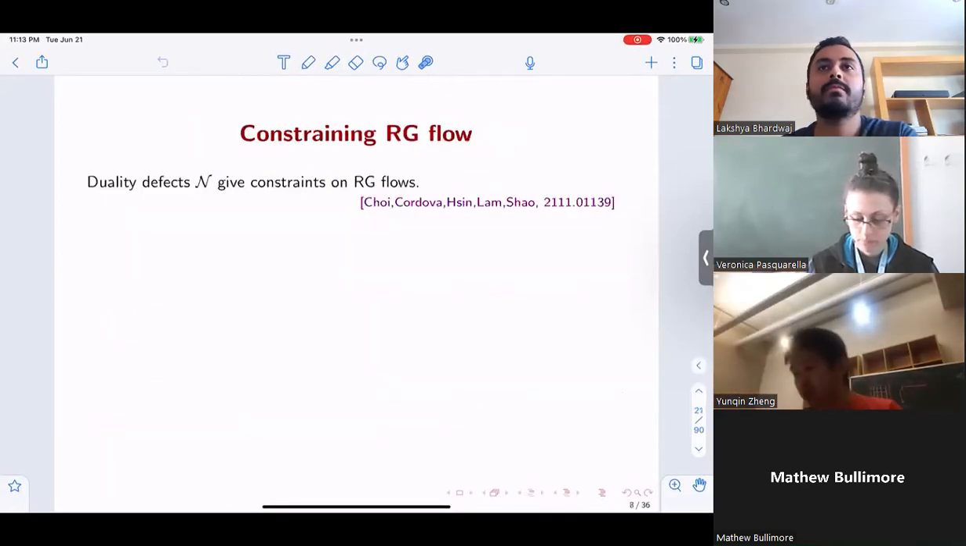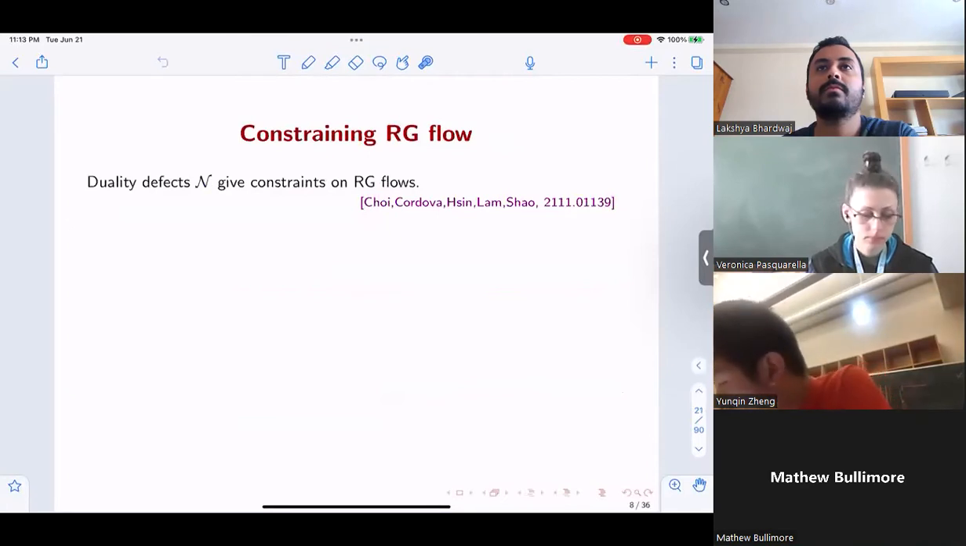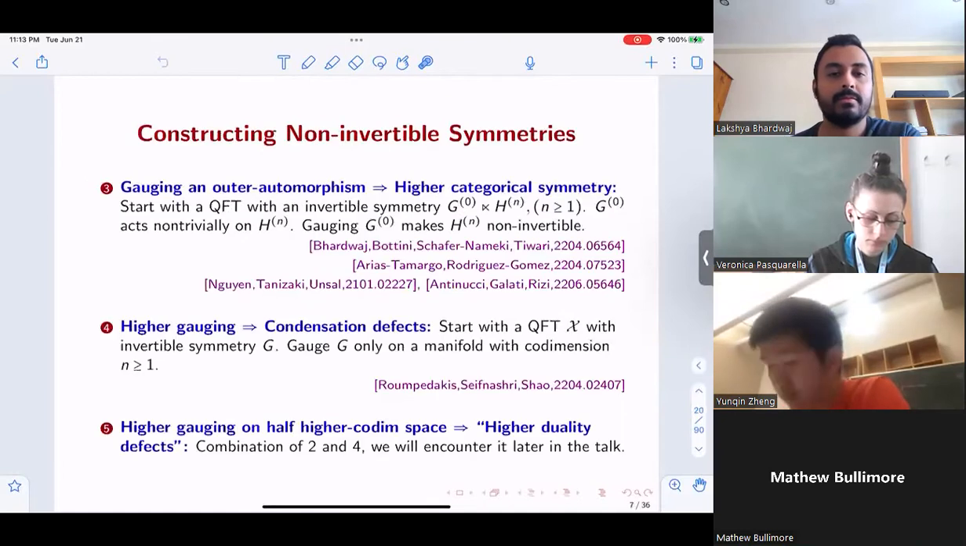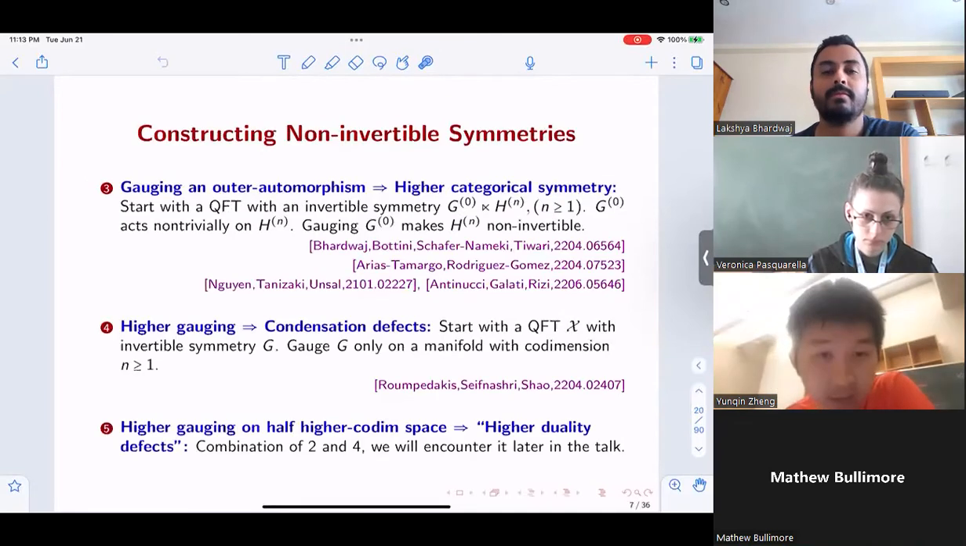Okay, so why do we care about the non-invertible defects? Let me focus. Question? Yeah, sure. Could you comment on the relationship between these different methods? Can they overlap in cases?